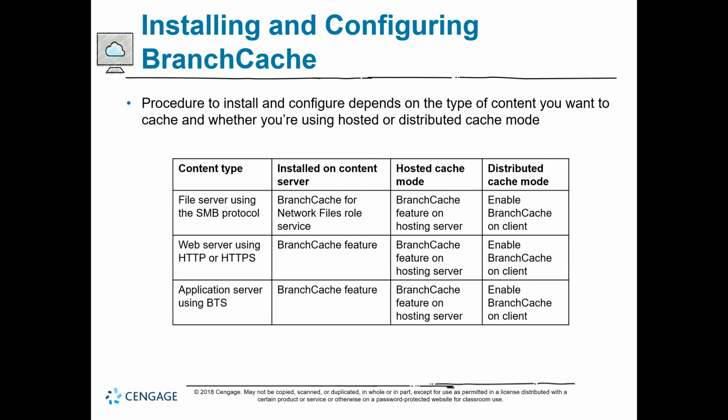So we'll start here on the left. File server using the SMB protocol: BranchCache for Network Files role service, BranchCache feature on hosting server, enable BranchCache on client.